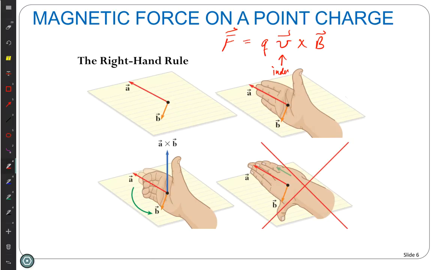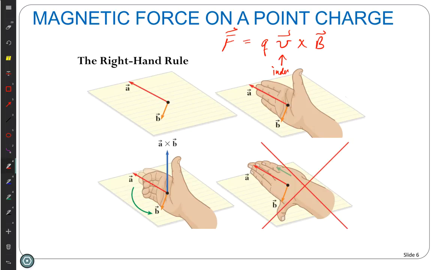And then keeping my index finger in that direction, I rotate my hand so I can point my middle finger in the direction of the second item, which is the magnetic field. And then keeping my index finger and my thumb perpendicular to each other and perpendicular to the plane of this as well, my thumb points the direction of the answer.